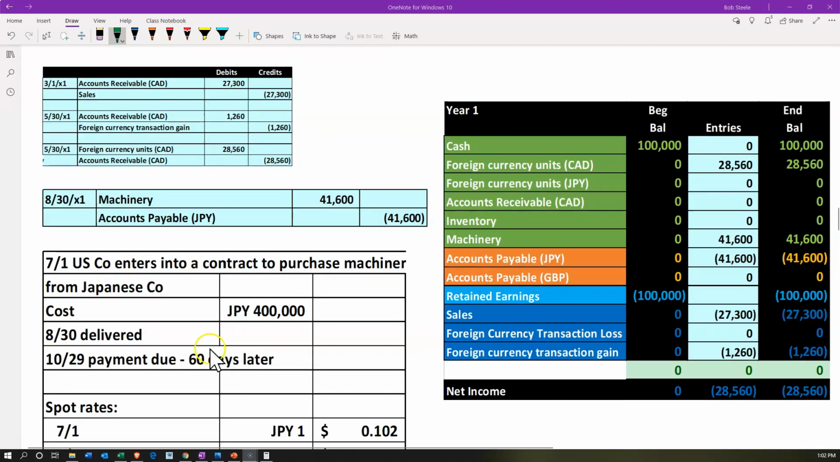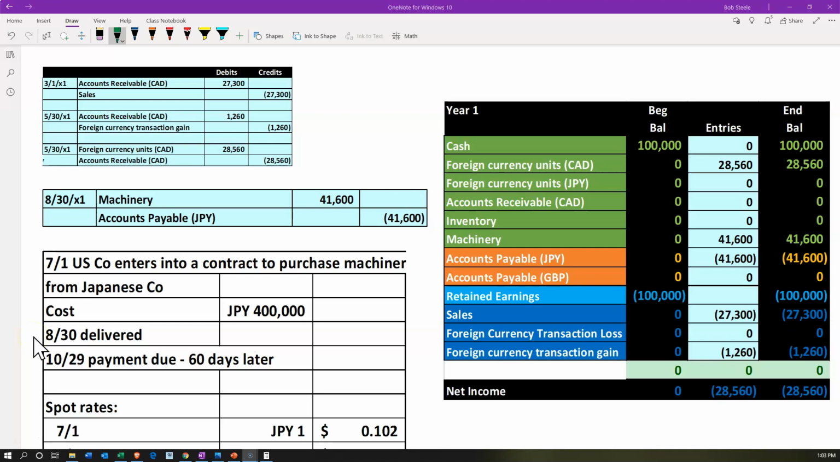Now, first of all, we had an agreement here, but we're not going to record anything at the point in time that the contract was put into place because, one, we don't have the machinery at that point in time, and we have not yet paid for it. So although we have this kind of agreement from a transaction standpoint, we don't have the machinery, we haven't paid for the machinery, so there's no financial transaction that we're going to record there. Therefore, we're going to start off with our journal entries down here on 8/30 when the delivery happened.